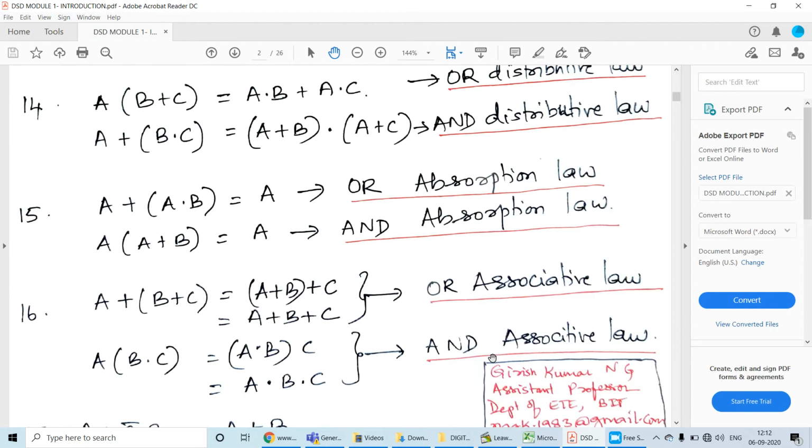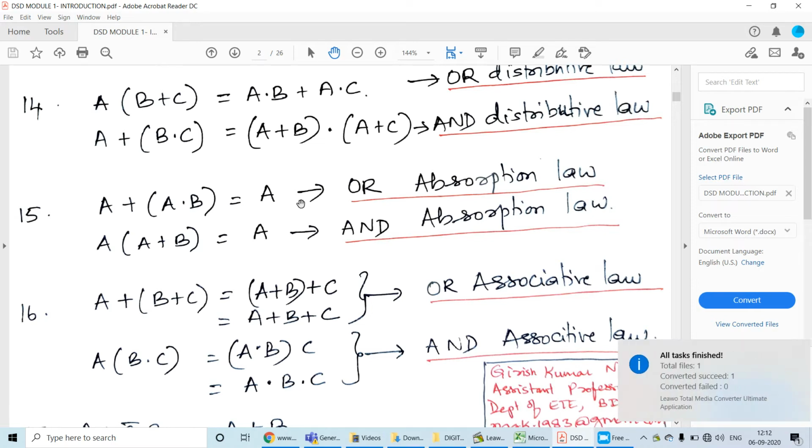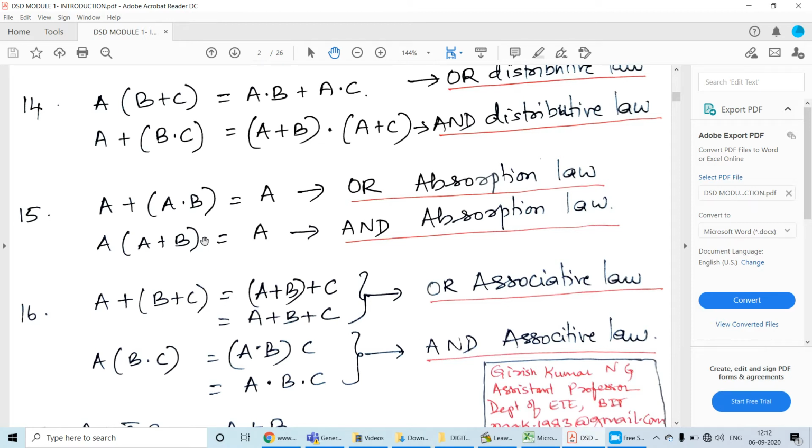Okay. Then the 15th law, absorption law. A plus A into B will be equal to A. A into (A plus B) will be equal to A. So you multiply A with (A plus B), it will be equal to A. You add A with A into B, that will also be equal to A. This is the OR absorption law or AND absorption law.